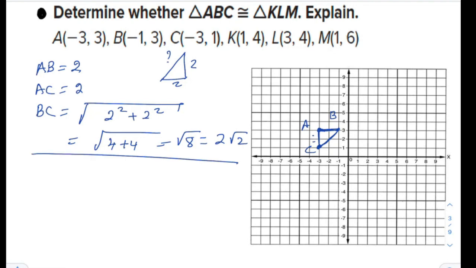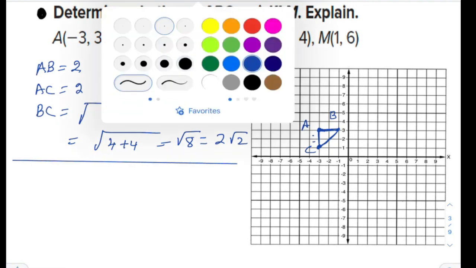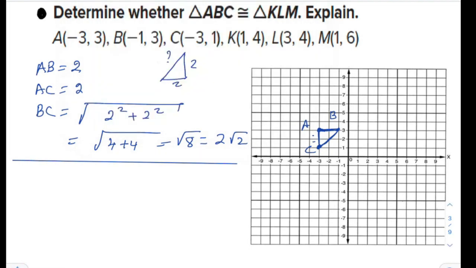Okay, repeat the same procedure for the other triangle, which is KLM. K is (1, 4). L is (3, 4). And we have M, (1, 6). It's also a right triangle, as you see here. And it's easy to find the sides. KL is 2 units. KM is 2 units. And as we have done for the first one, LM will also be 2 radical 2 by Pythagorean.